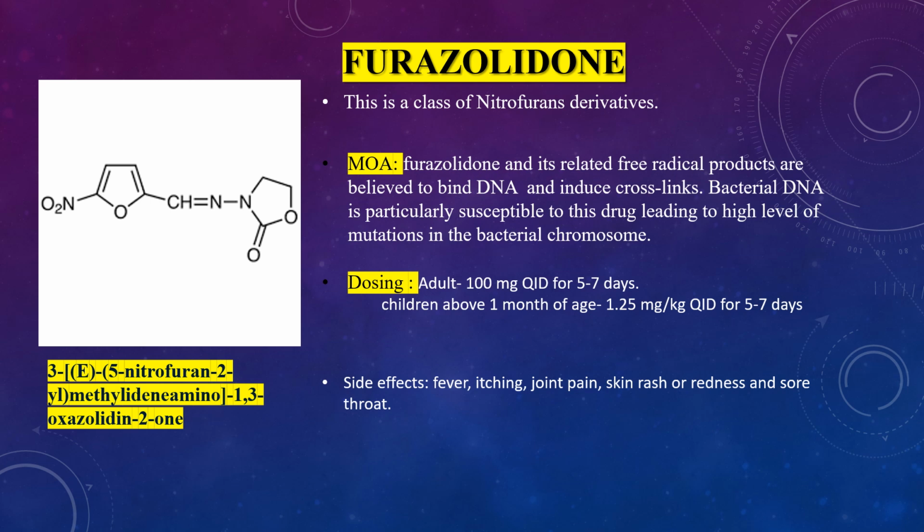Dose: adult 100 mg 4 times daily for 5 to 7 days. Children above 1 month of age 1.25 mg per kg 4 times daily for 5 to 7 days. Side effects include fever, itching, joint pain, skin rash, and redness or sore throat.